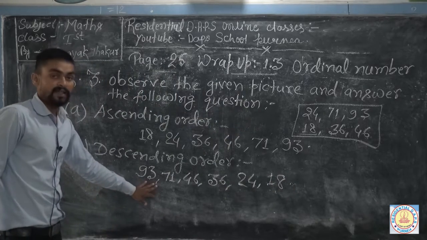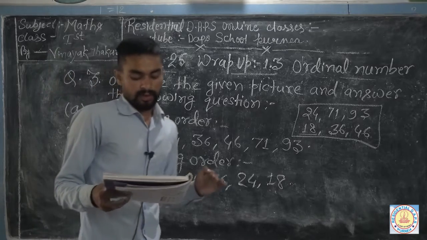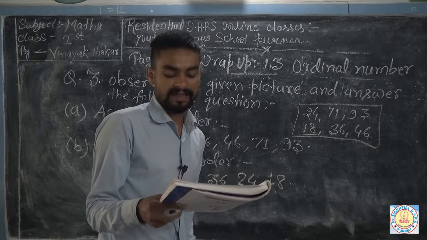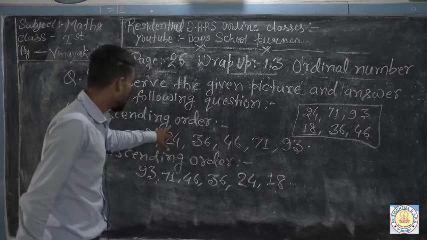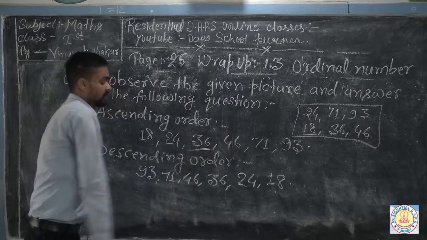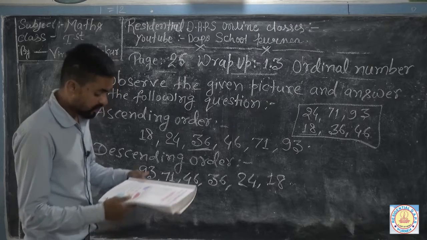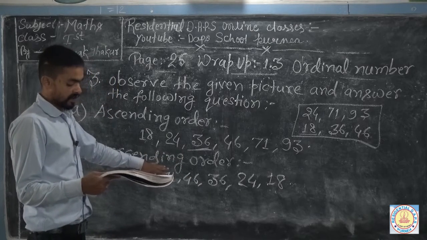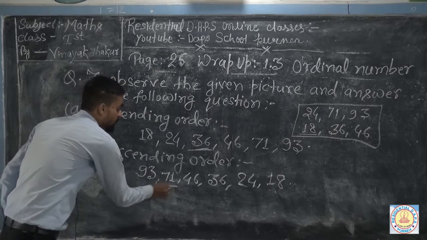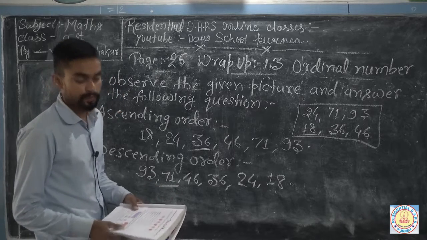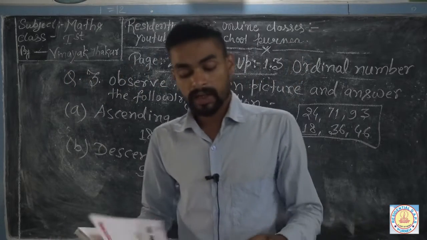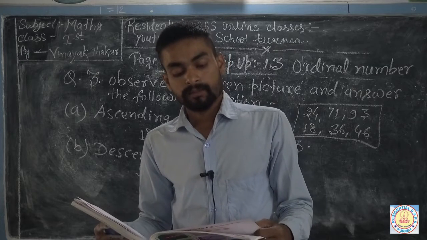So this is your descending order, and like that your third question says that the third number in ascending order. इस ascending order में arrange किया गया तीसरा नंबर क्या है, तो तीसरा नंबर है 36। This is your third question's answer. And the second number in descending order में दूसरा नंबर क्या है 71. So this is your fourth question answer. And like that you have to solve all those questions in your wrap up 1.3.